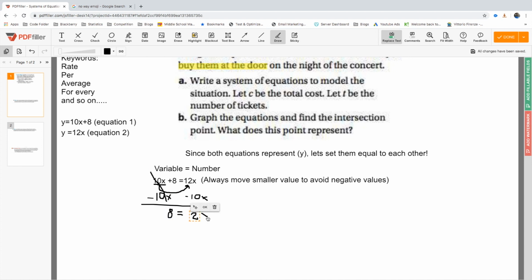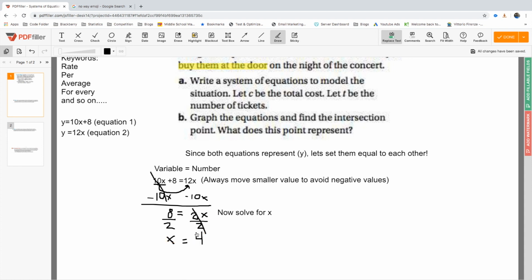So 8 equals 2x. Now I'm going to solve for x, which simply means to divide by the coefficient 2. So I'm dividing everything by 2. That's going to now leave me with x equals 4. Once I've solved for a variable, that typically means I'm looking at a one solution scenario.